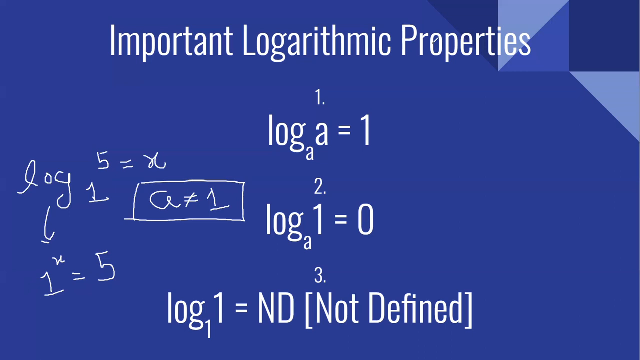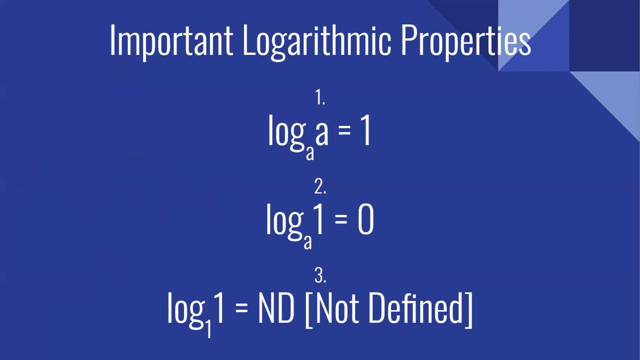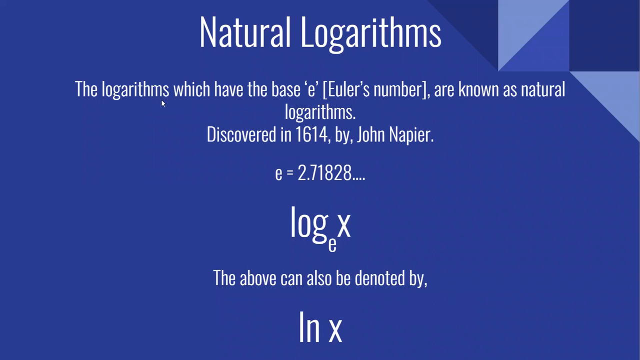Okay. Now let's move on with the two types of logarithms. The two types of logarithms are natural and common logarithms. First, let's look at natural logarithms. The logarithms which have the base e, Euler's number, are known as natural logarithms. It was discovered in 1614 by John Napier. The value of e is 2.71828 dot dot. It is a non-recurring and non-terminating decimal number. It is an irrational number.